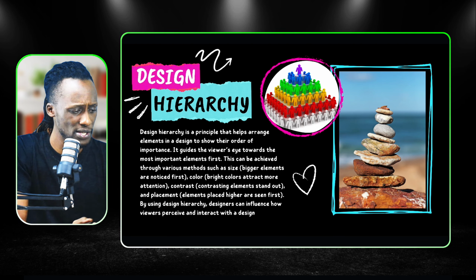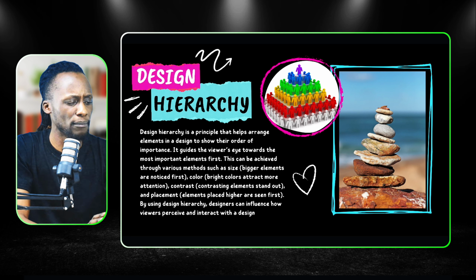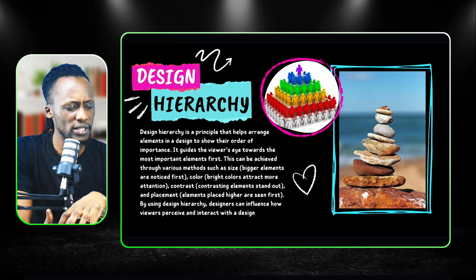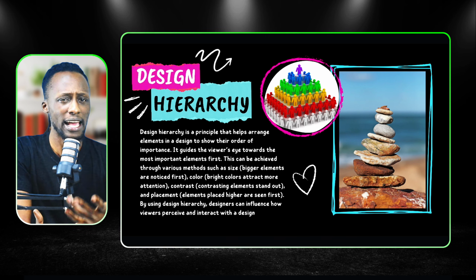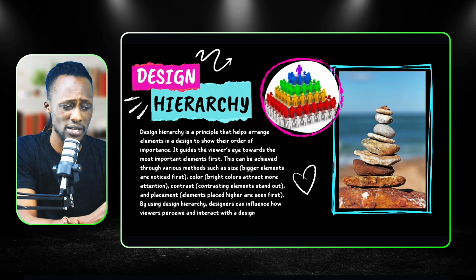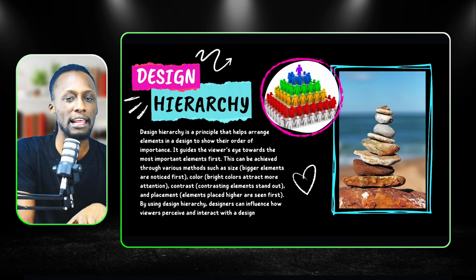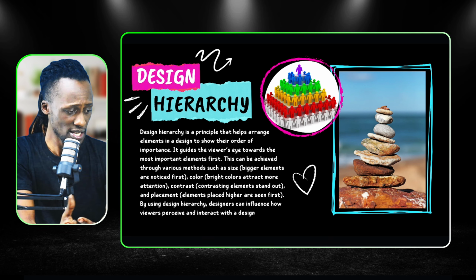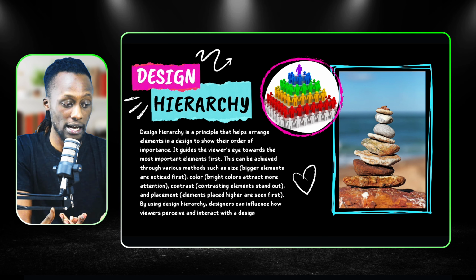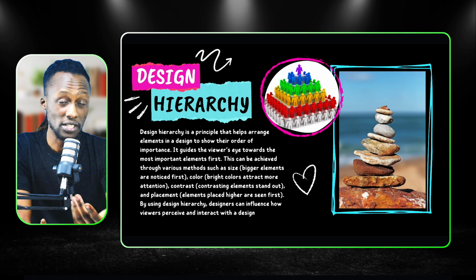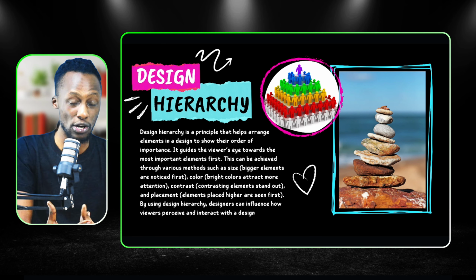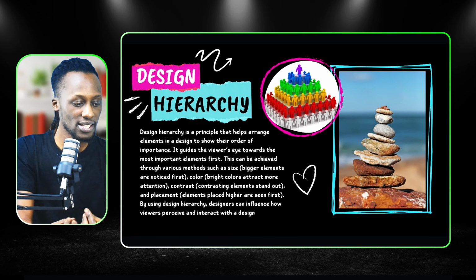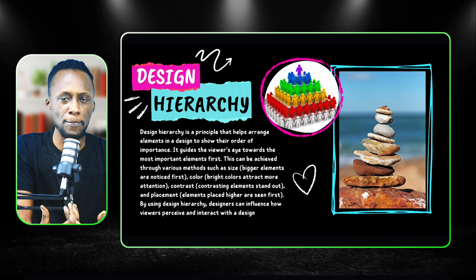Design hierarchy is a principle that helps arrange the elements in a design to show their order of importance. In design hierarchy, the aim is to help guide the viewer's eyes towards the most important elements first. This can be achieved through various methods: bigger elements are noticed fast, brighter colors are noticed fast, contrasting colors are noticed fast. These are some of the things you need to look at when you want to highlight hierarchy.